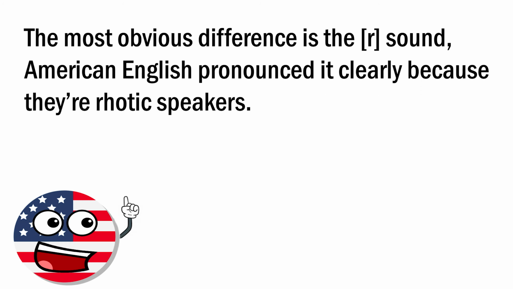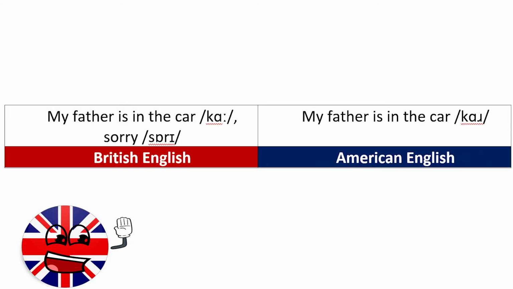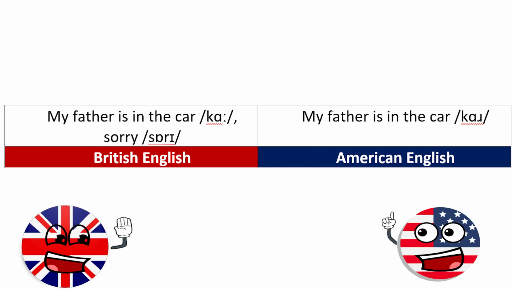Number 3. Accent. The most obvious difference is the R sound. American English pronounces it clearly because Americans are rhotic speakers. British speakers don't pronounce it unless it's followed by a vowel sound. My father is in the car. Sorry. My father is in the car.